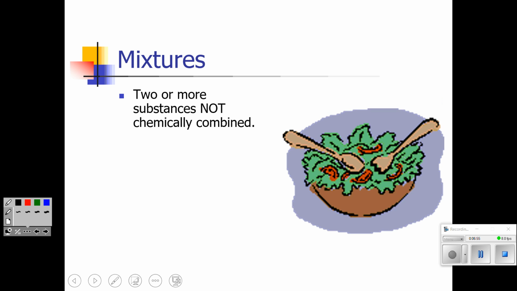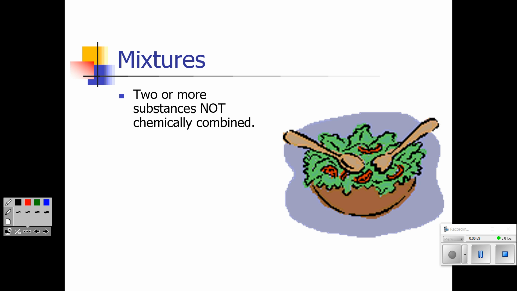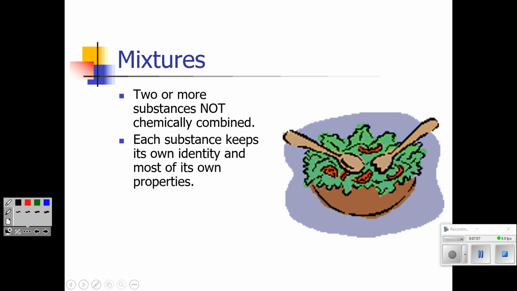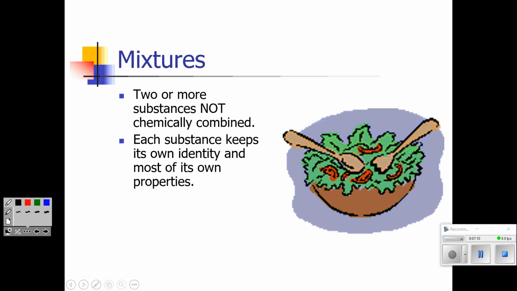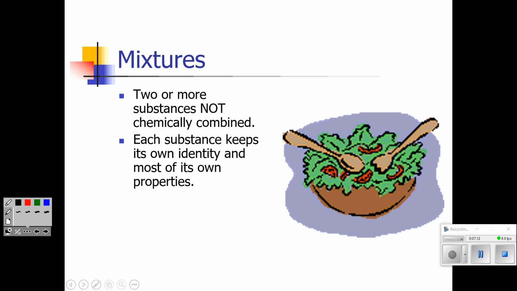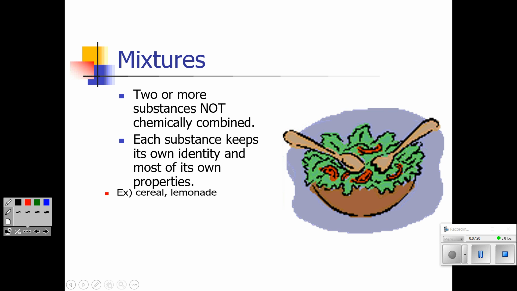All right, so how does that vary for mixtures? Mixtures is when we're talking about substances that are coming together but not chemically combined. And we call that being physically combined. And because the substances are physically combined, each substance is going to be able to keep its own identity, most of its own properties.